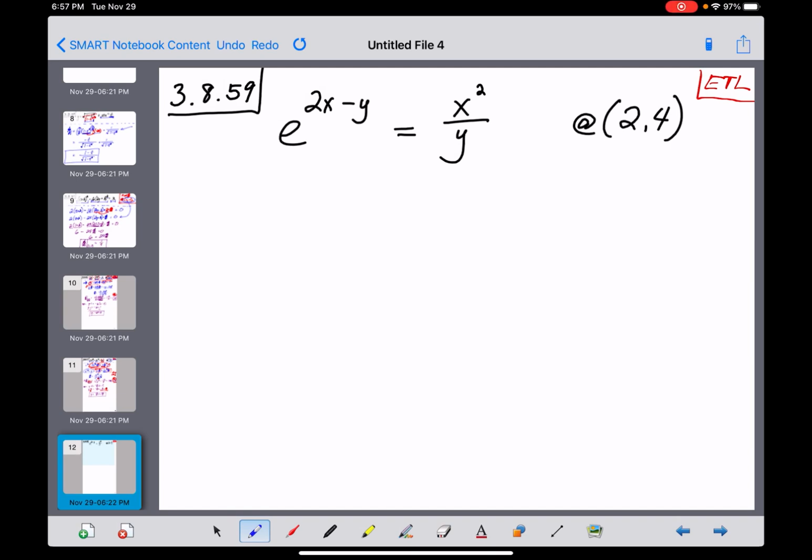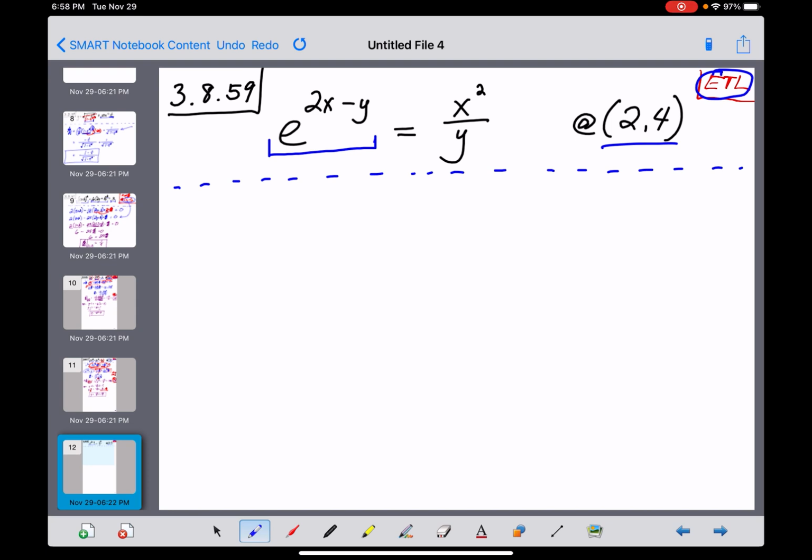Number 59 is again asking us for the equation of a tangent line to this explicitly defined equation at the point 2, 4. So to find the slope of our tangent line, we have to start off with our derivative. Now, this is a problem I probably shouldn't have assigned because it technically requires a concept we're not learning until section 3.9, but I'll walk you through it here real quick.